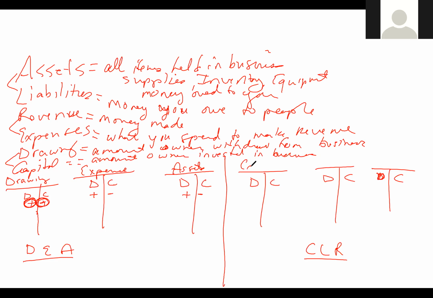So for here, we're going to have capital. We're going to have liabilities. And we're going to have revenue. So these are minus pluses instead of plus minuses. Does that make sense?